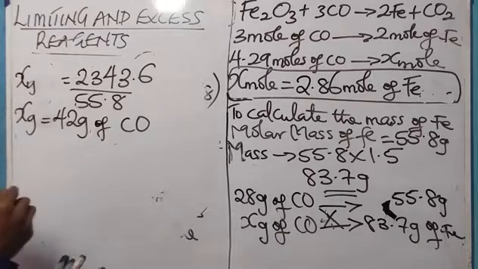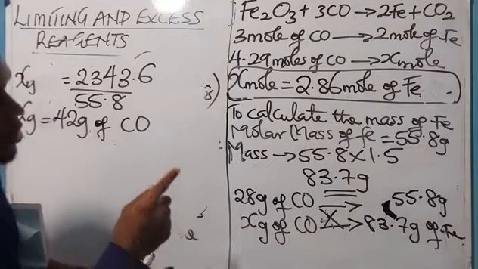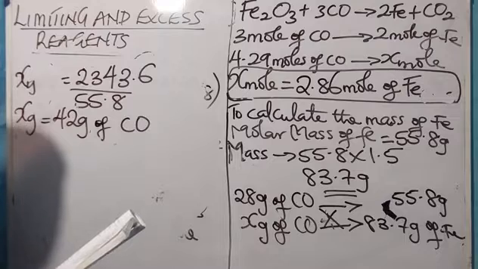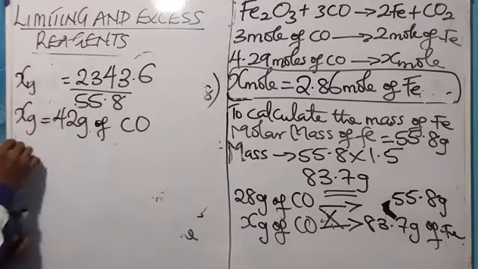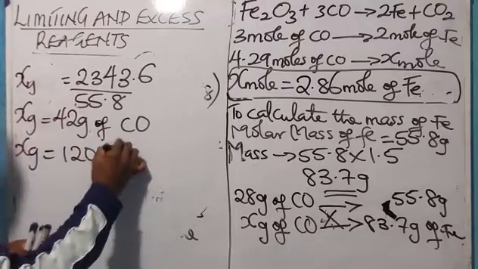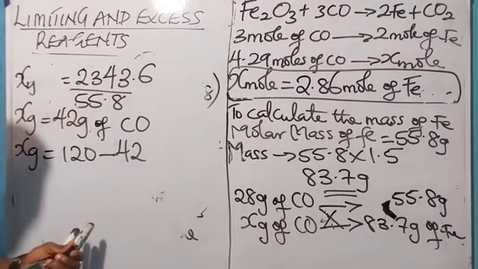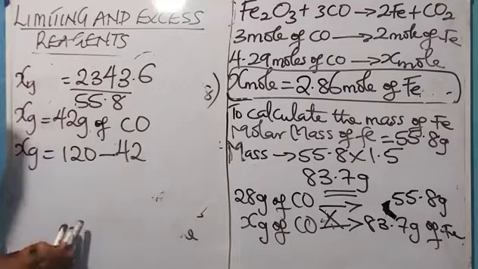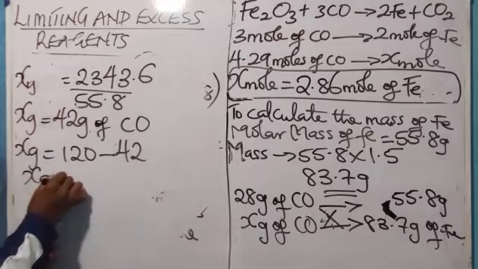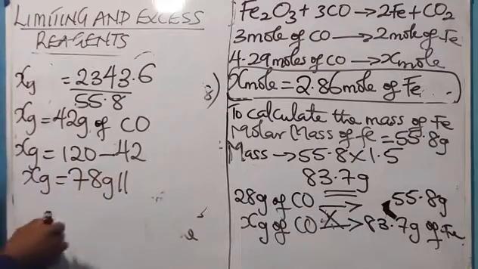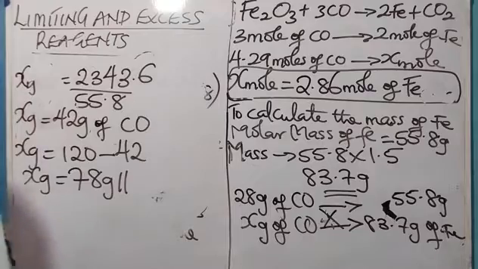Is it 40? Okay, no, not 42, sorry. 120. It should be 120. So yeah, 120. Therefore, S gram is equals 120 minus 42. And now that 120 minus 42 equals 78. So S gram is equals what? 78 gram. All right. So that is the final answer.